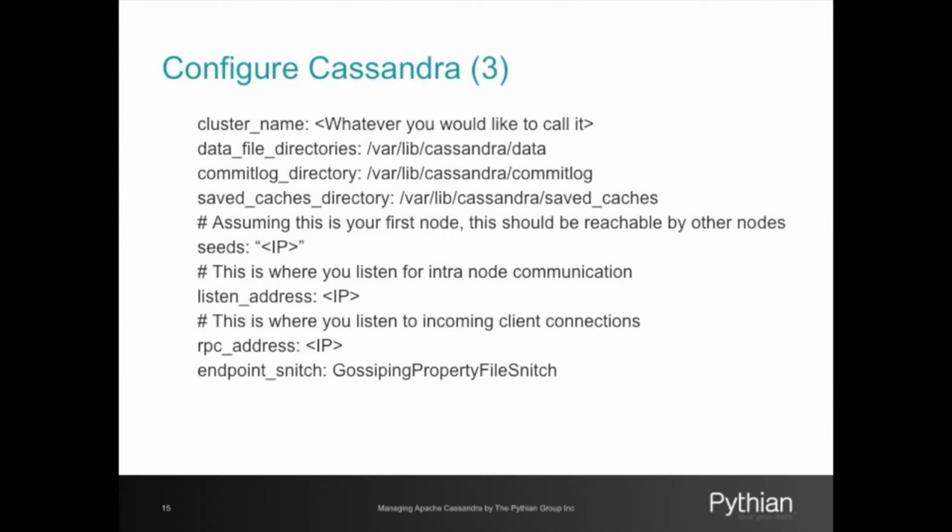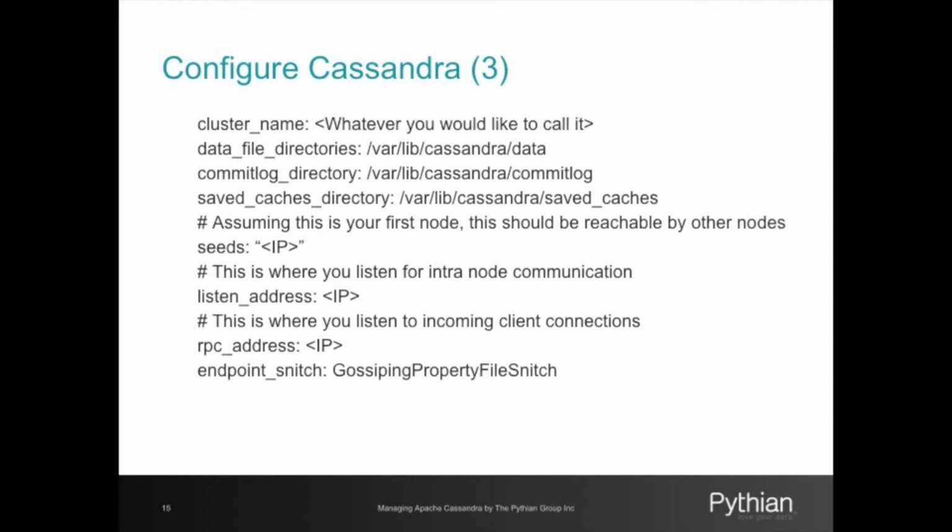Then we go to the directories, like I told you before. Make sure that the directories exist, and that they are on different mount points, at least the data files and the commit logs. Then you have the saved caches directory, which you can also change; it can live in the data directory. Then we have the seeds. The seeds need to be changed, and since we are assuming it's the first time you are installing Cassandra, this is the first node, so just make sure the IP or the name of your node is here.